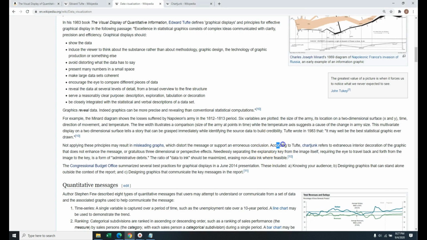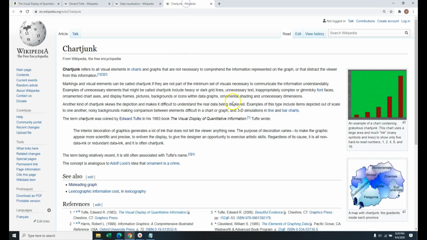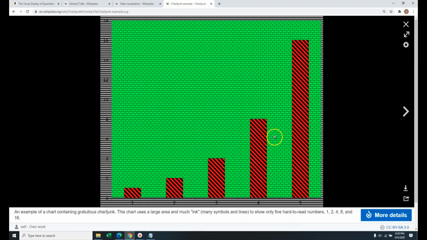Another thing that you should keep in mind is to keep your charts very simple. Do not add decorations that do not enhance the message. And that's, in Edward Tufte's words, called chart junk. So let's take a look at what chart junk might mean. You see in this example, you can barely see the numbers because of all these colors and grids, and so you do not need this. You need to keep it clean and simple.